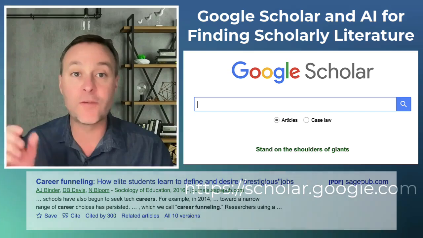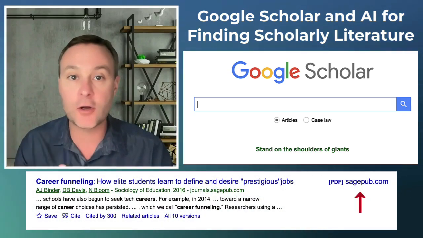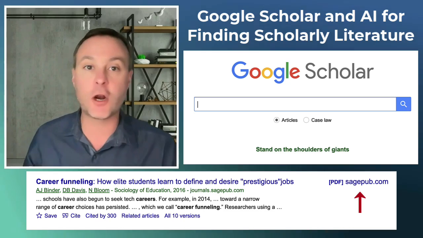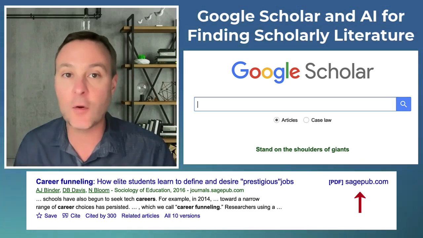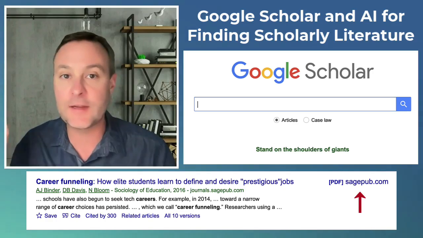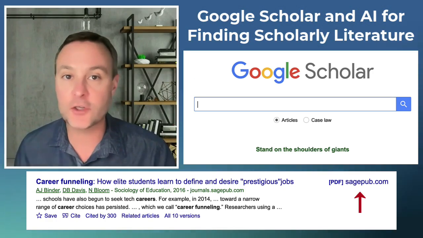It also includes links to full text PDF versions of the articles if they're available free of charge. One of the great things that Google Scholar does is it is able to hunt down any free version that exists, and there will be on the far right a link where you can access that free full text version.